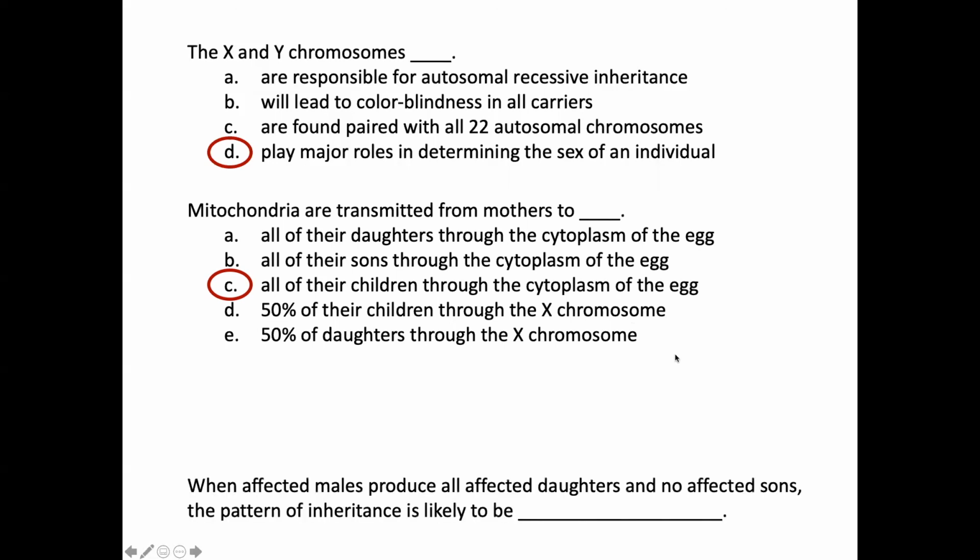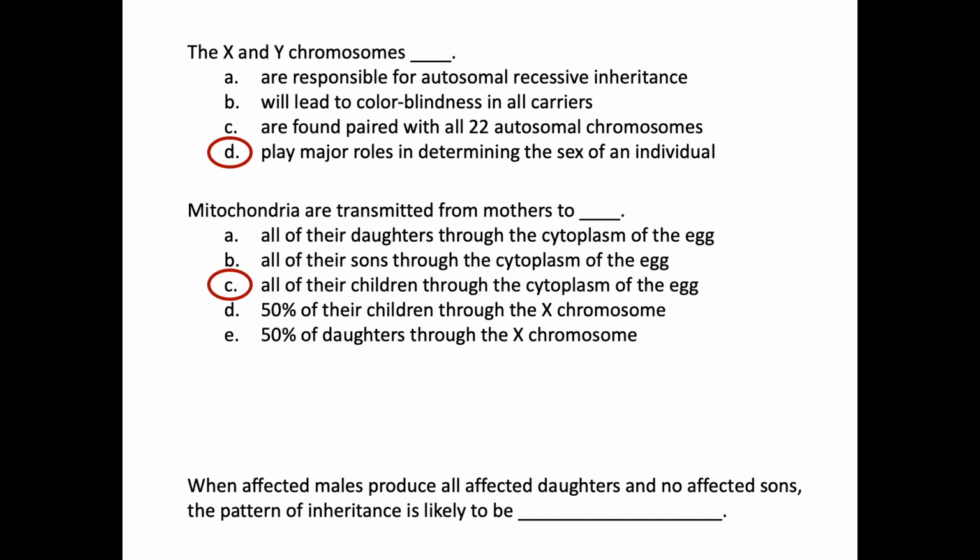Okay, the third one. When affected males produce all affected daughters and no affected sons, the pattern of inheritance is likely to be what? So this is a fill in the blank question. So you can pause here again, and then we'll talk about it.